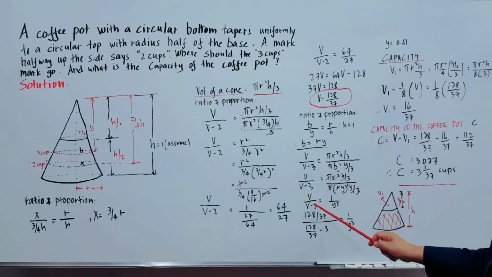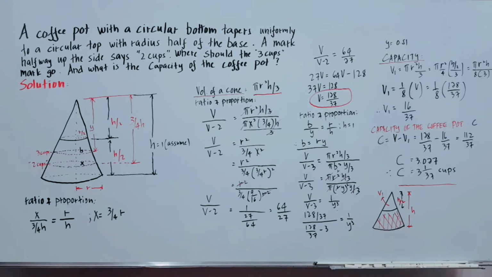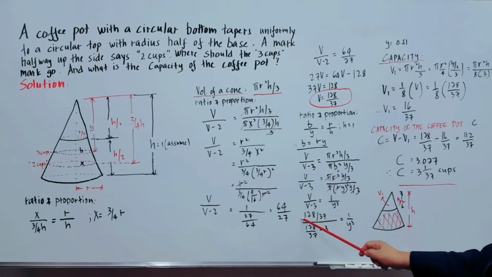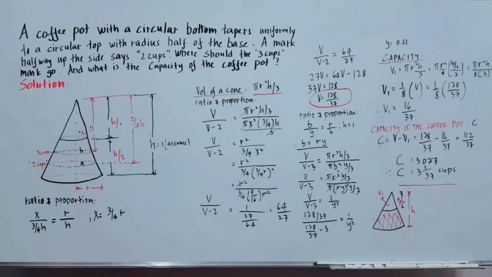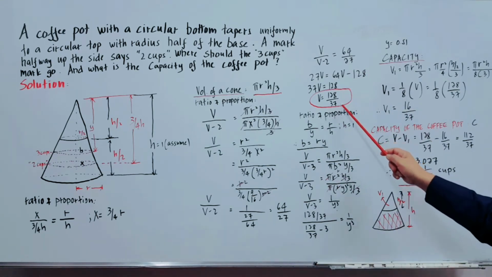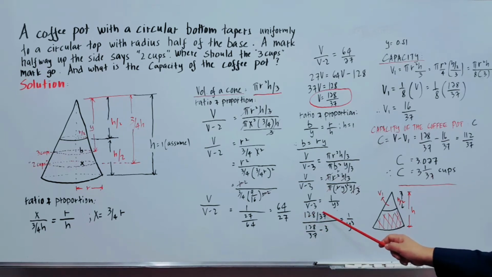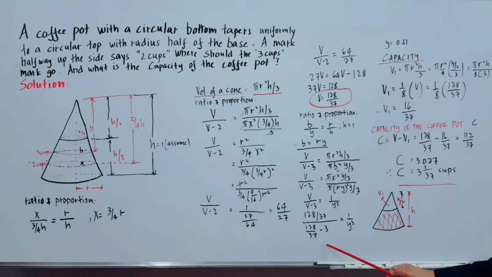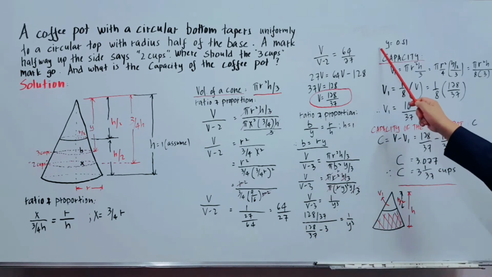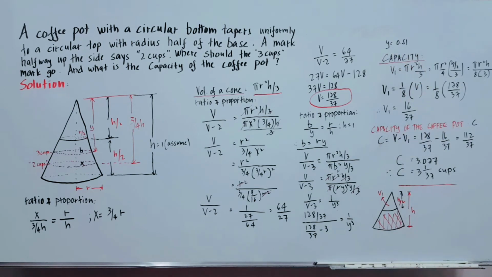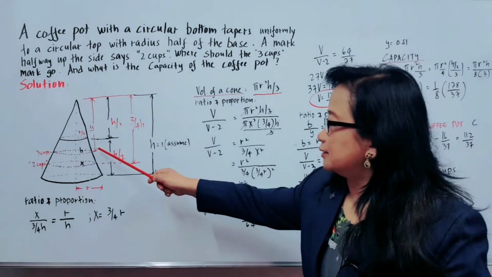Therefore, simplifying all this, v divided by v minus 3 is equal to 1 over y cubed. Now, here, we can substitute again the value of v because we already solved earlier that v is equal to 128 divided by 37. So, we can substitute it here. And here also, minus 3 is equal to 1 divided by 3. Simplifying all this, because there is only one variable left, which is y, using the scientific calculator, y therefore is equal to 0.51. That is the height from here to here.